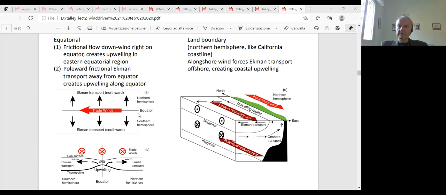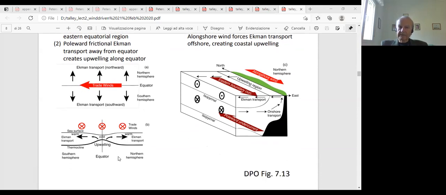So as a consequence of that, along the equator, you have the divergence, and you have the upwelling. You have exactly the same thing as it happens in the coastal area. So the upwelling is due either to the presence of the coast, or to the changes of the orientation of the Coriolis force, passing from the northern to the southern hemisphere, from one side of the equator to the other side of the equator. But so this is how it looks like.